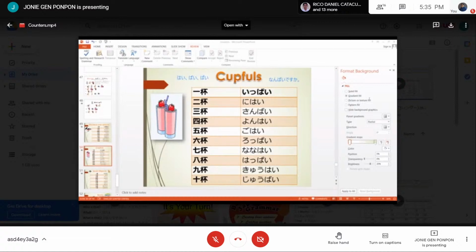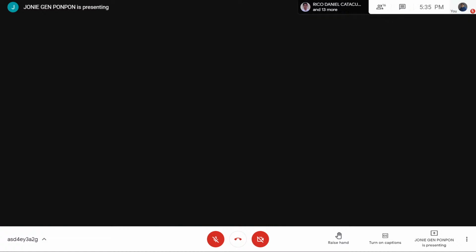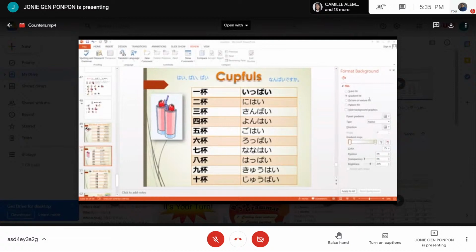For 2 cupfuls, that is nihai. Then for 3, sangbay. For 4, yonhai. For 5, gohai. 6, roppai. 7, nanahai. And then for 8, it is happai. For 9, that is kyuhai. And then for 10, that is juhai.